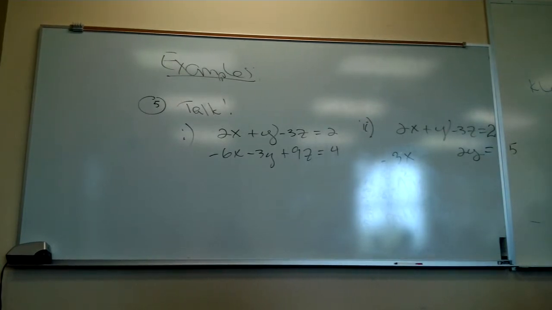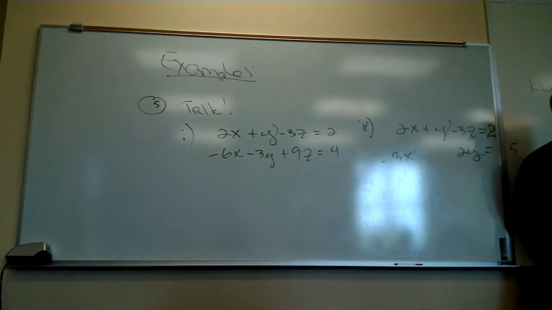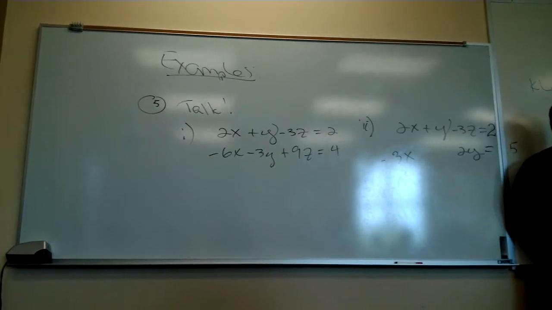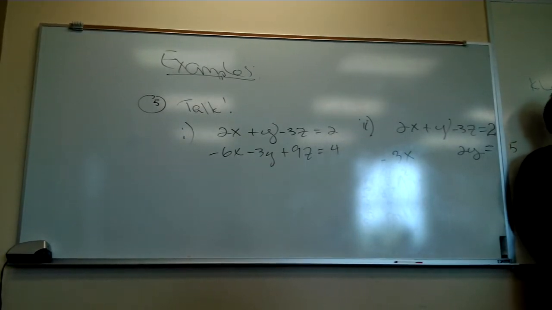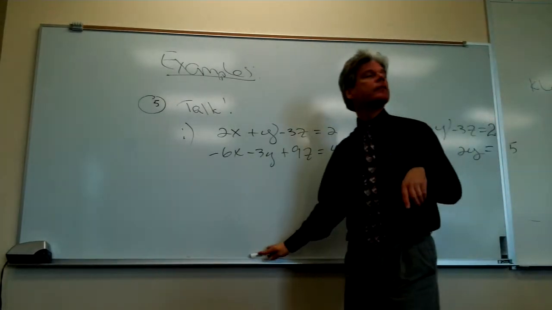Negative 3x plus 2y plus 1. So what's the second equation? There are two planes that are parallel. How do you know that?